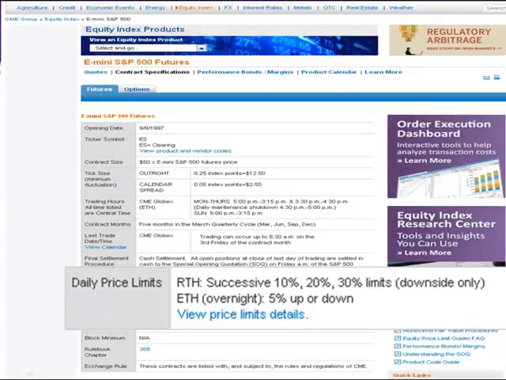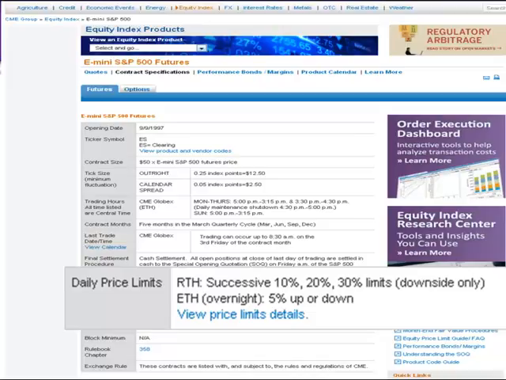So if you ever want to find out what the limits are on the product you're trading, how far it can move, then you just go to cmegroup.com, click find the product, and there'll be daily price limits, and it tells you how much it can move. Like if the S&P 500 moves 5% up or down overnight, they will stop it from trading until the market opens, okay? If it moves down 10%, 20%, or 30%, there are different circuit breakers of how long they'll close the market. And you can go in there and go into the details, and there's a lot more information you can find out about it.